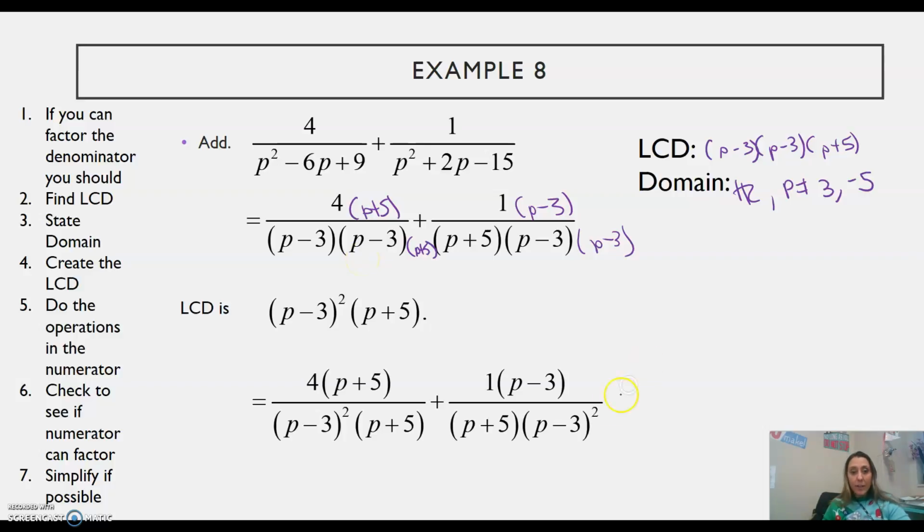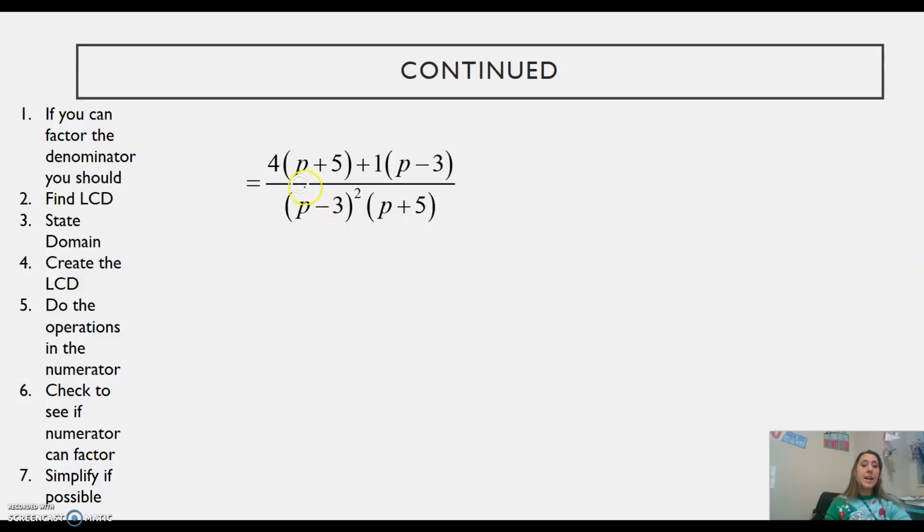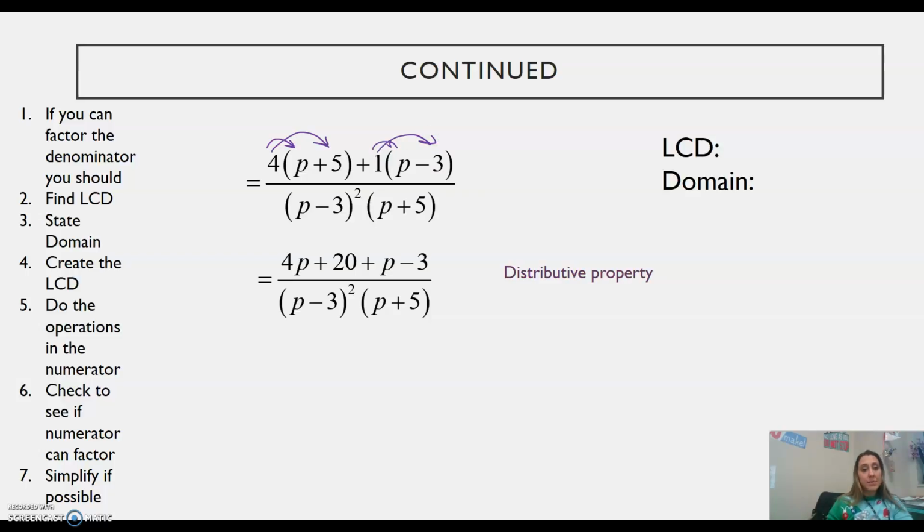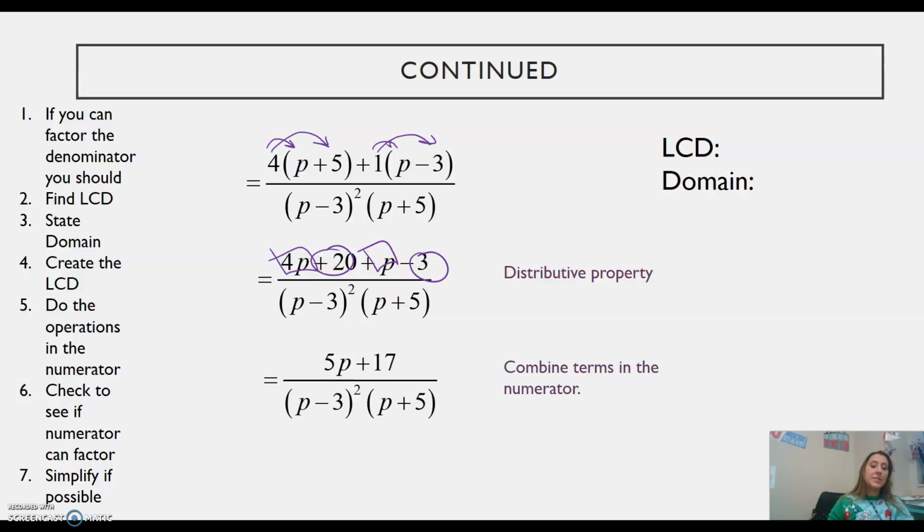All right, now I need to write one big fraction. So this plus sign is going to go up this way, and I need to distribute now. So I have factored, I found the LCD, I stated the domain, I created the LCD, it's right here, and now I need to do the operation. So I need to do 4 times p, 4 times 5, which is 20, and I need to do 1 times p and 1 times negative 3, which gets me 4p plus 20, and then I need to combine my terms. So I have 4p plus p, which is 5p, and 20 plus negative 3, which is 17, and I end up with 5p plus 17 over p minus 3 squared times p plus 5.